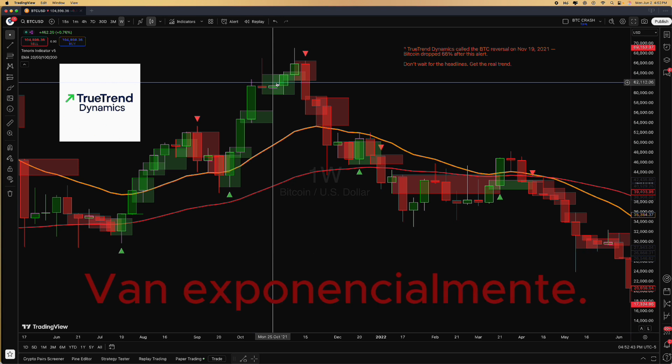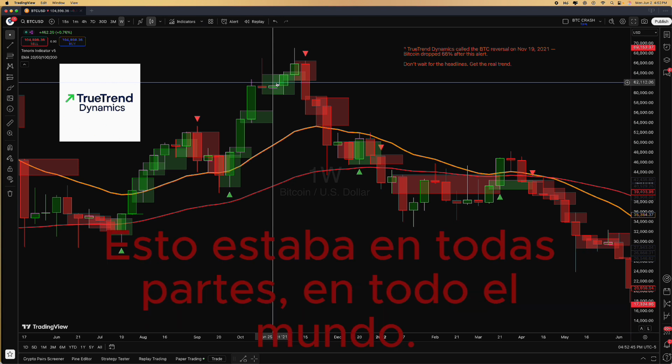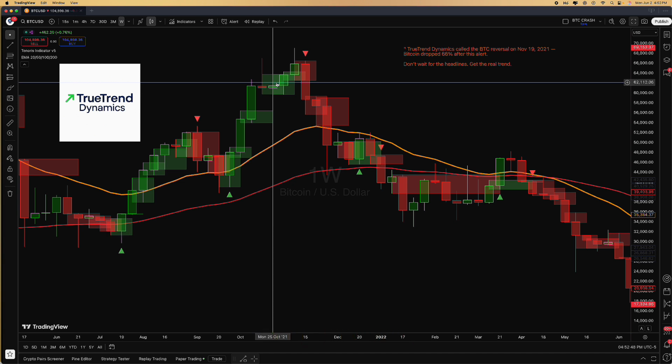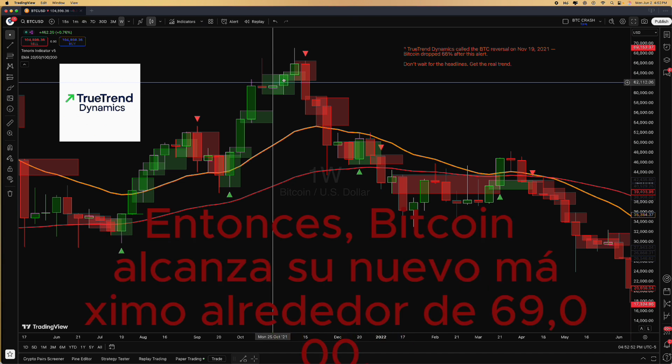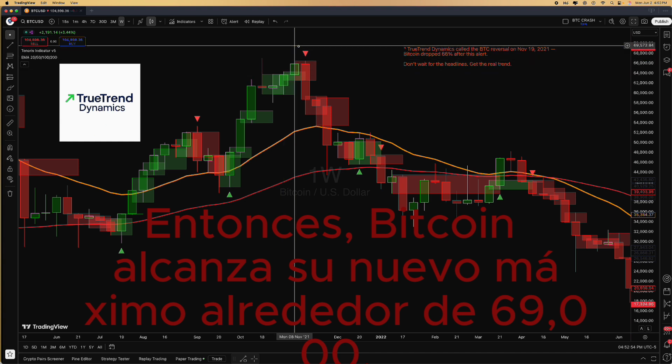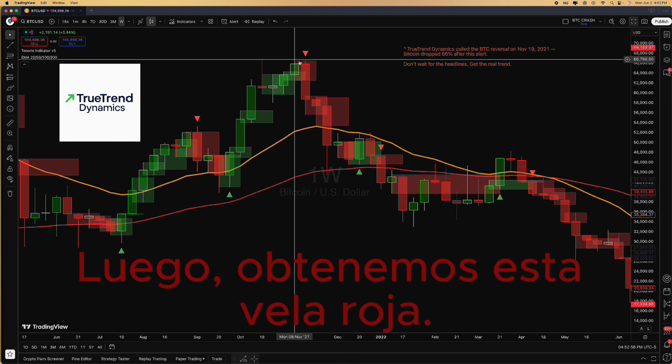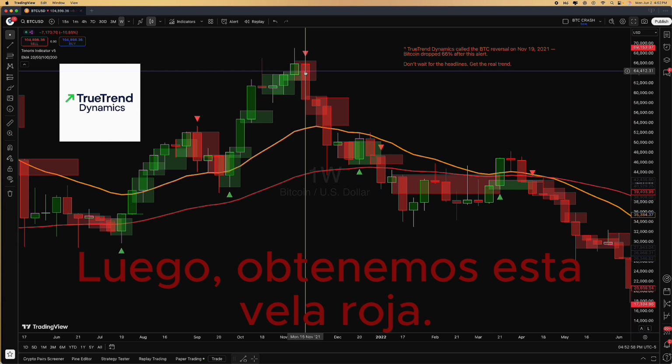They're going exponential. I mean, this was everywhere. It was all over the world. That was the belief. So Bitcoin makes its new high at about 69,000. And then we get this red candle.